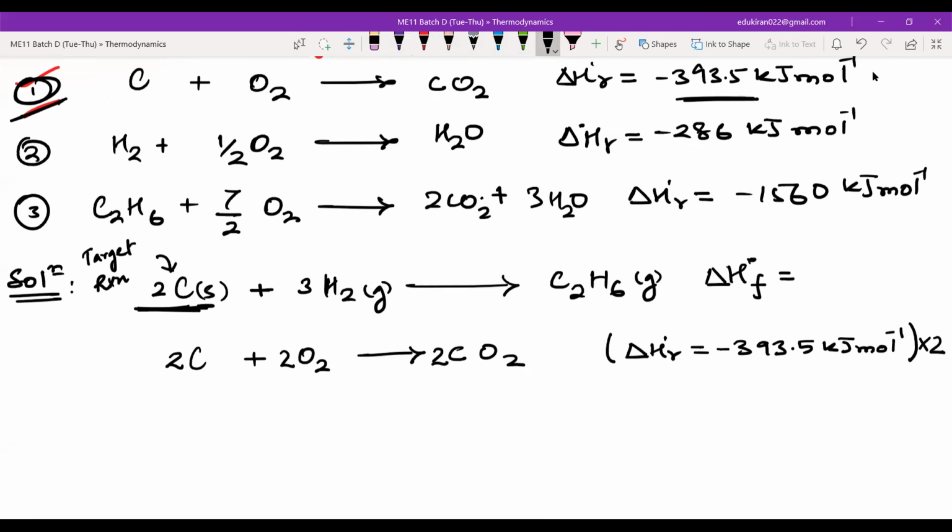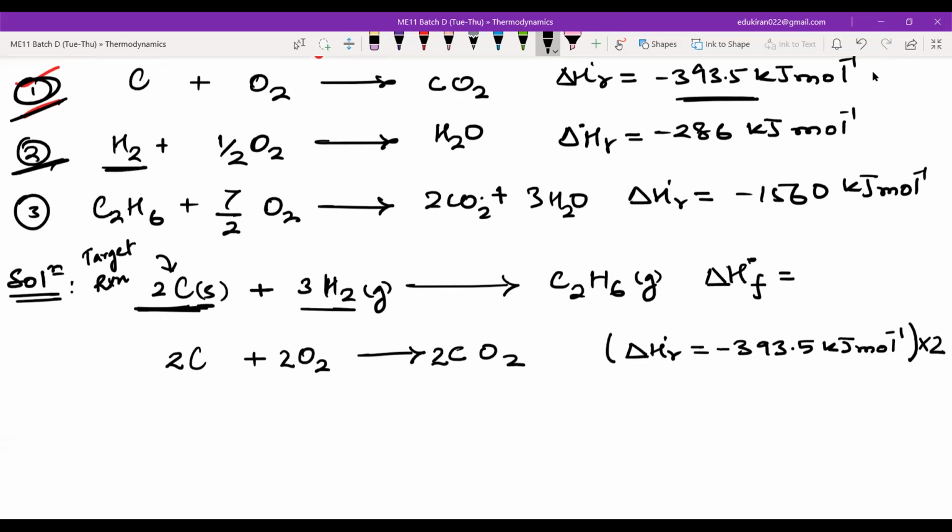Now tell me for the next reaction, what is common between the second reaction and the target reaction? Hydrogen is common. Okay. Now hydrogen is on the same side in both of these reactions. In the second reaction it is on the reactant side, and in the target reaction it is also on the reactant side. But what is not common? The stoichiometry, right? Here it is 1, and in the target we need 3 moles of hydrogen.